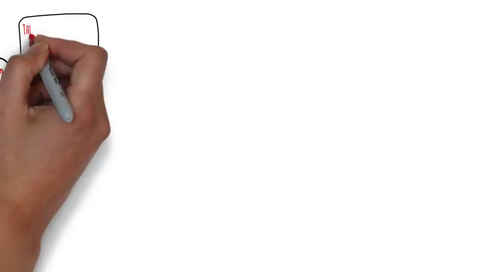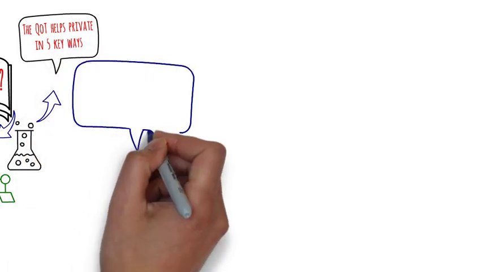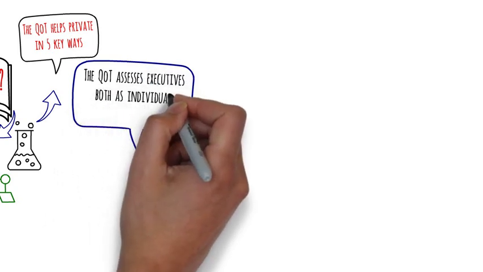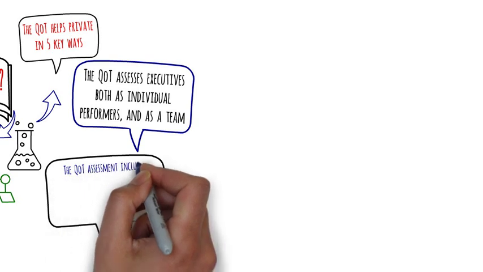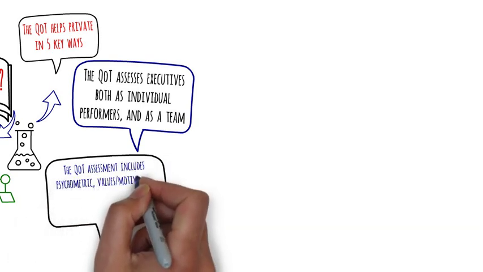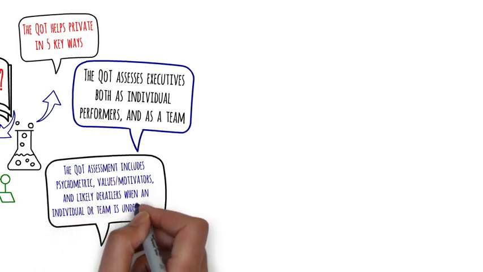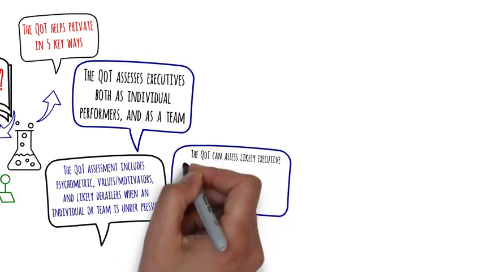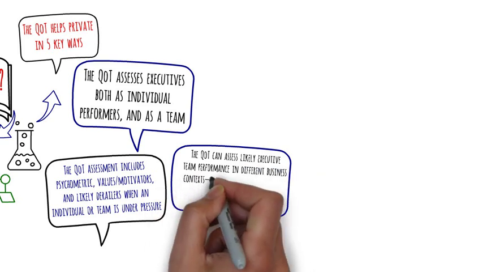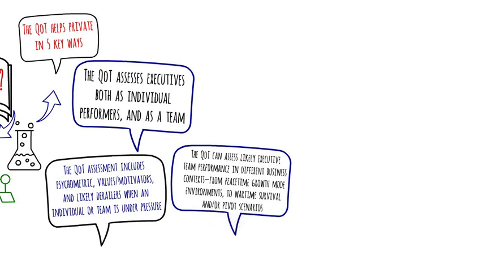The QoT helps private equity investors diligence executive team members in 5 key vectors. Number 1, the QoT assesses executives both as individual performers and as a team. Number 2, the QoT assessment includes psychometric personality profiling of values, motivators, personality, and likely derailers when an individual or team is under pressure. Number 3, the QoT can assess likely executive team performance in different business contexts, from peacetime growth mode environments to wartime survival and or pivot scenarios.